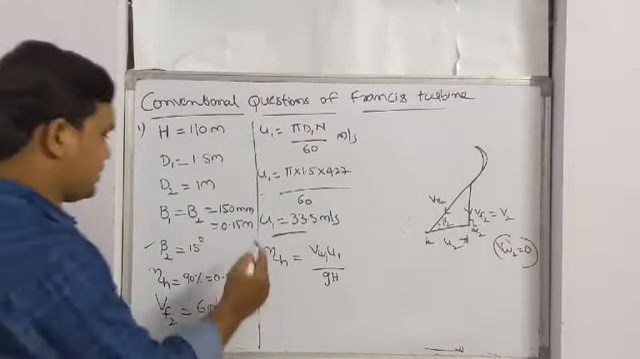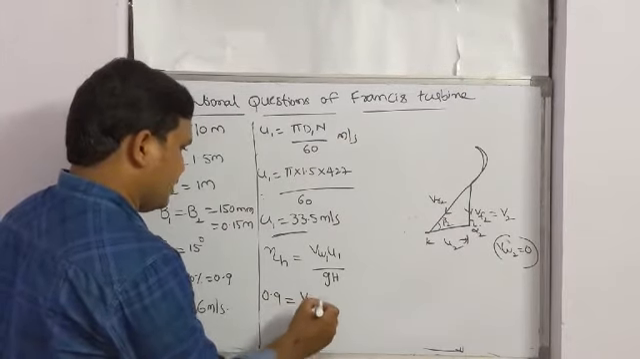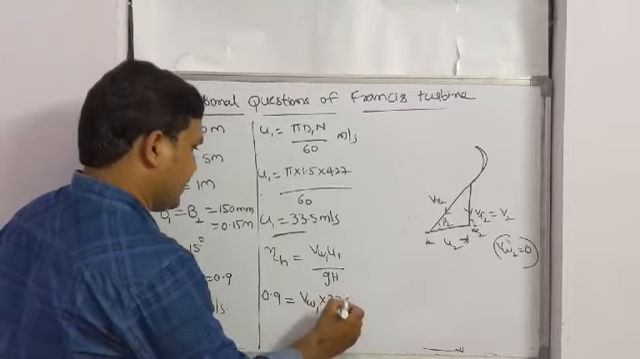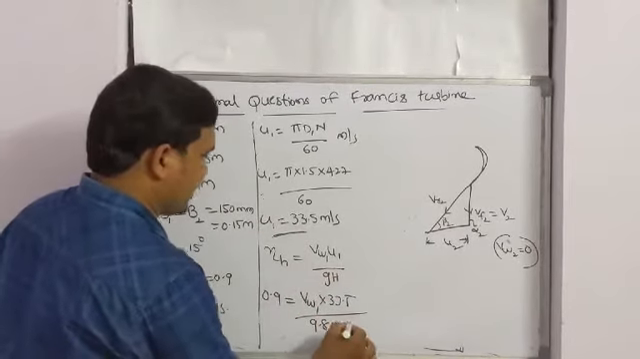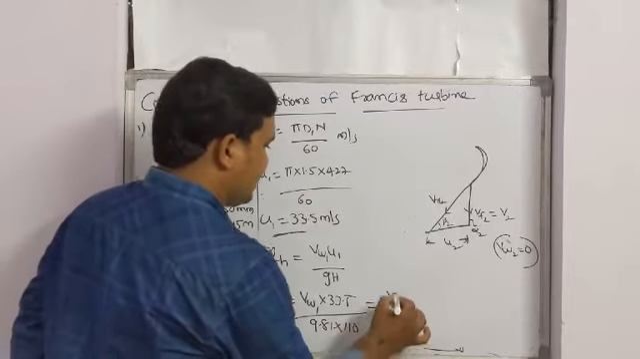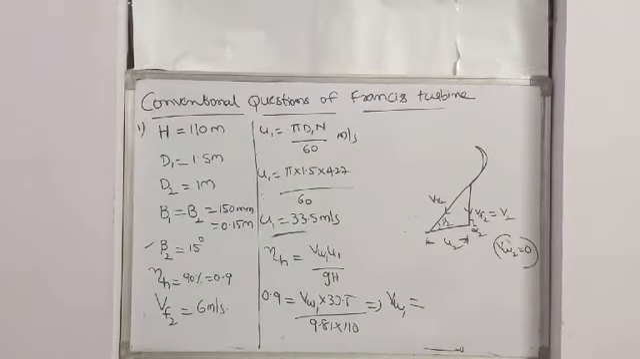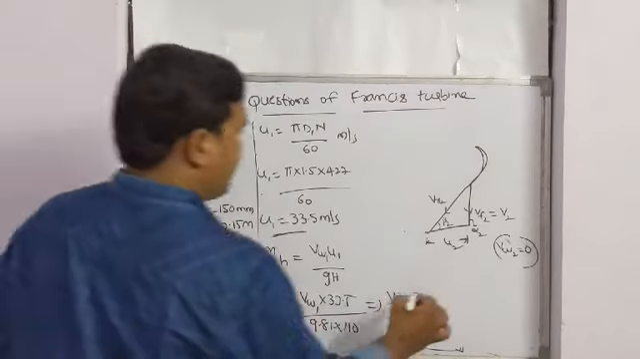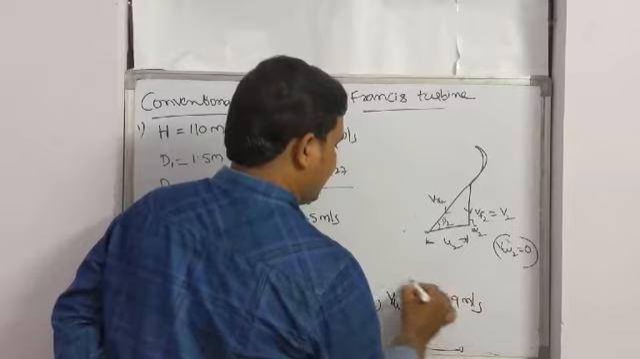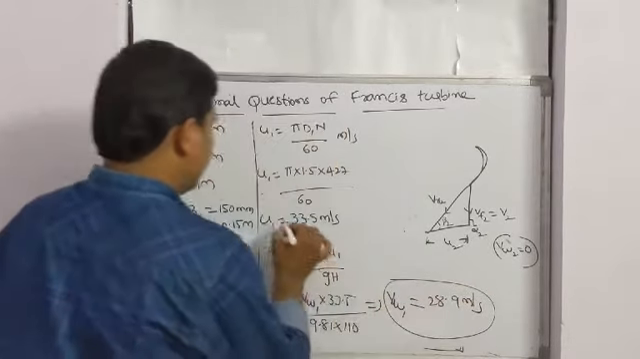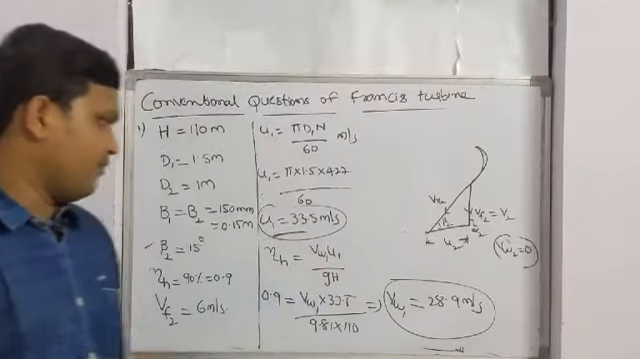So substitute the hydraulic efficiency 0.9, vw1 we don't know, u1 is 33.5, g is the acceleration 9.81, and the head is the given 110 meters. Substituting all these, vw1 we will get as 28.9 meters per second. This is vw1, and this is u1. Observe this: u1 is greater than vw1.